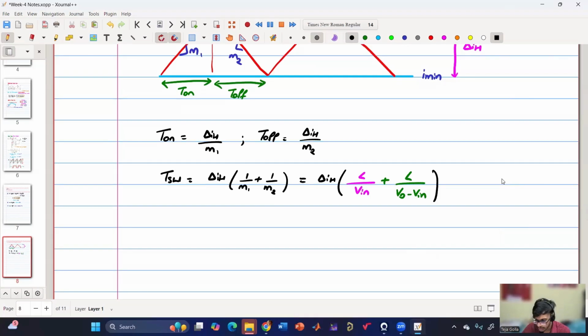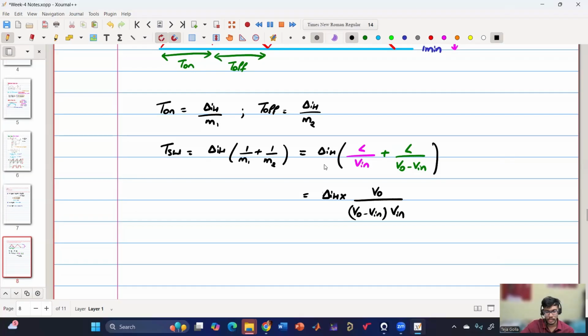So now if you take the inductance outside, you will get L into delta IH into V naught by (V naught minus V in) into V in, right? Is this correct or have I made any mistake? L on the numerator. Oh, sorry, L is there. Clear?